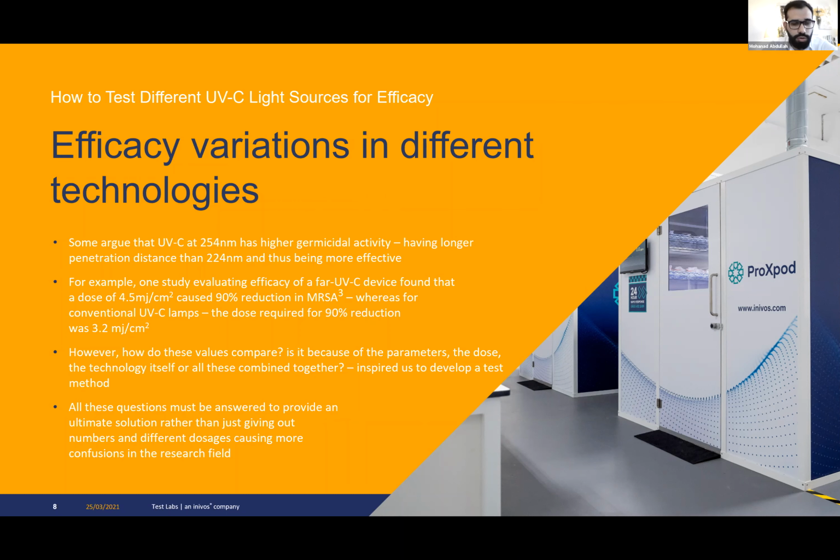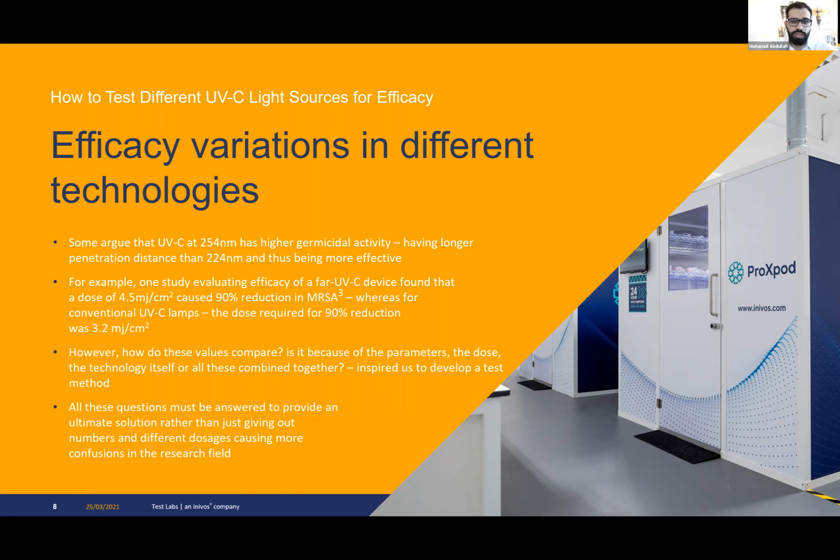So on this slide, some argue that UVC at 254 nanometers has higher germicidal activity because it has a longer penetration distance than, for example, 224 nanometers, which is the wavelength for far UVC. So therefore, using different wavelengths may actually give different findings.